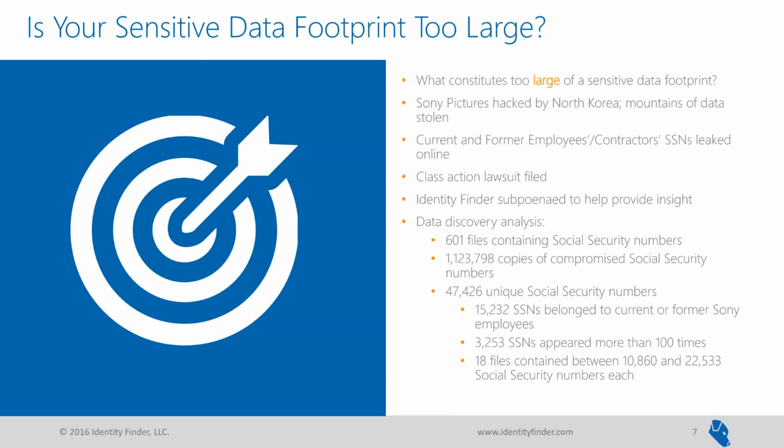So what we wound up seeing was that 601 Excel spreadsheets contained duplicative information around sensitive information, specifically employees' social security numbers, personal addresses, and a ton of other information. And one of the big lessons learned here is how big of a sensitive data footprint do you want to have? What is too large of a sensitive data footprint? Should 601 copies of data exist?